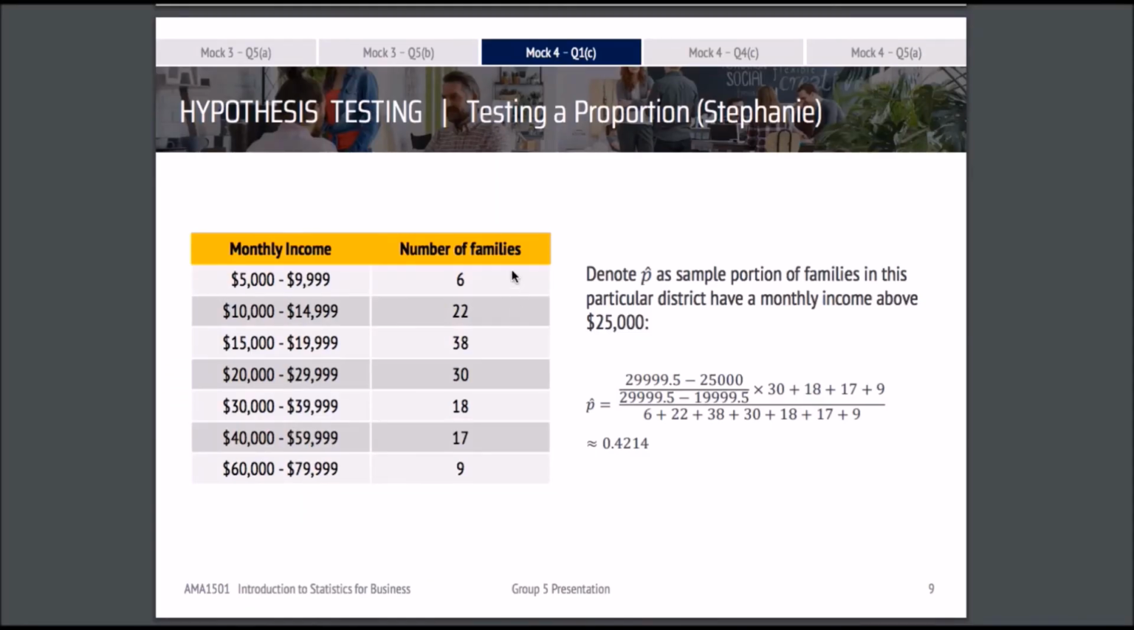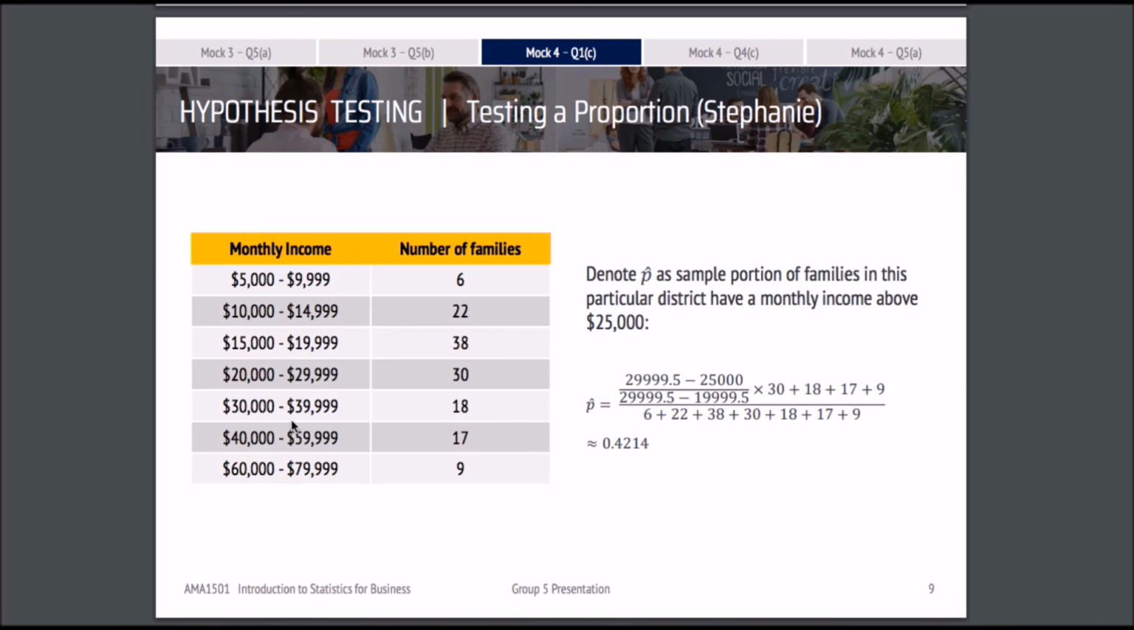So upcoming, I'm going to talk about question 1C. Question 1C is talking about the QMB group thinking about opening a new retail store in a particular district, and the group decides to do some research to make sure that the venture will be profitable. Family income has been a good indicator of profitability in the past, so the group takes a random sample of the families in the district.